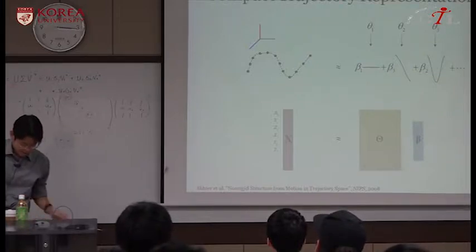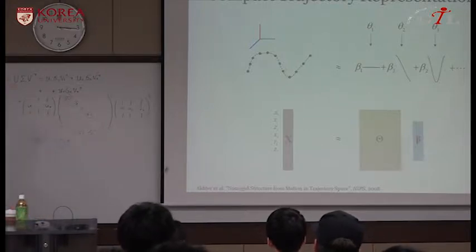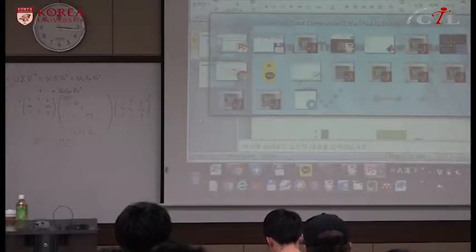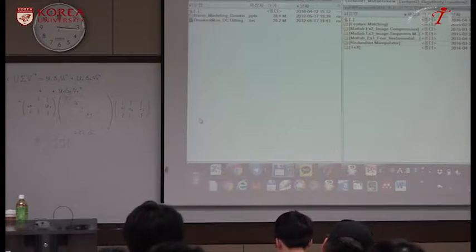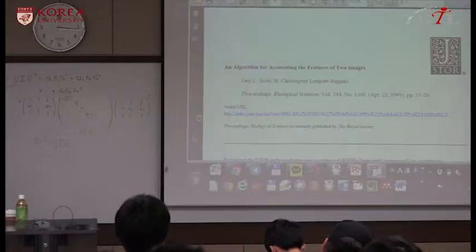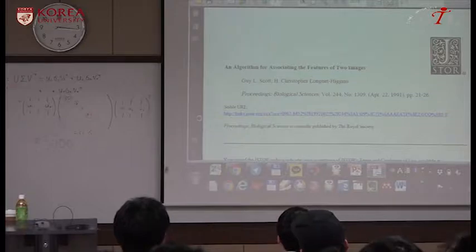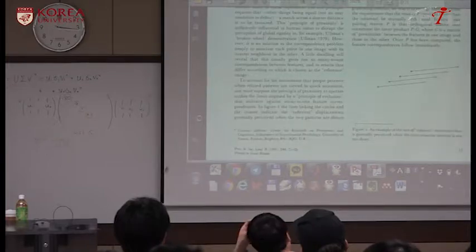And let's jump to application 5. This is a paper about using singular value decomposition, and its citation number is very large. It is an algorithm for associating the features of two images. So here they use singular value decomposition to associate two sequential images.